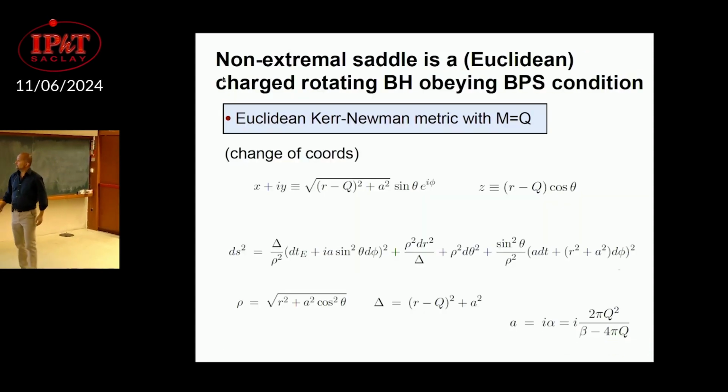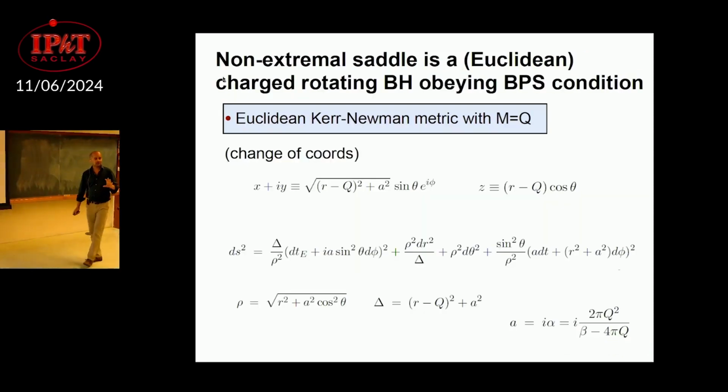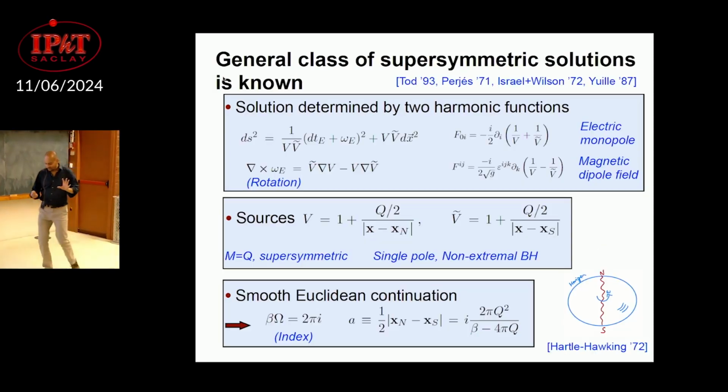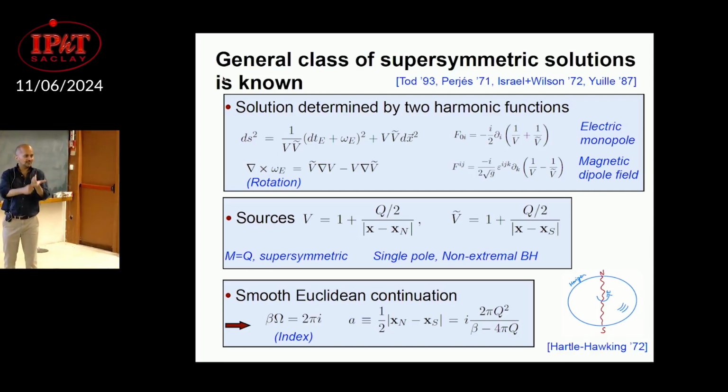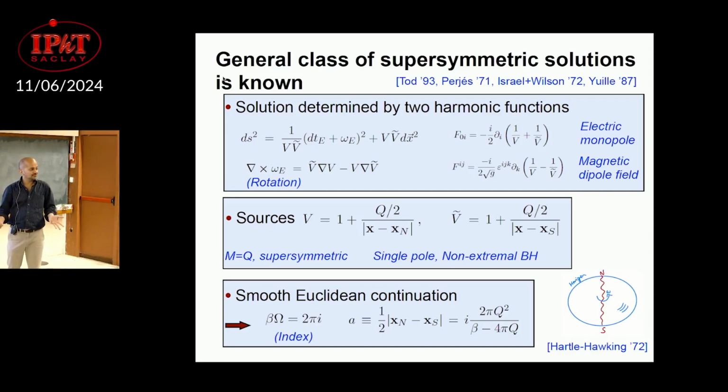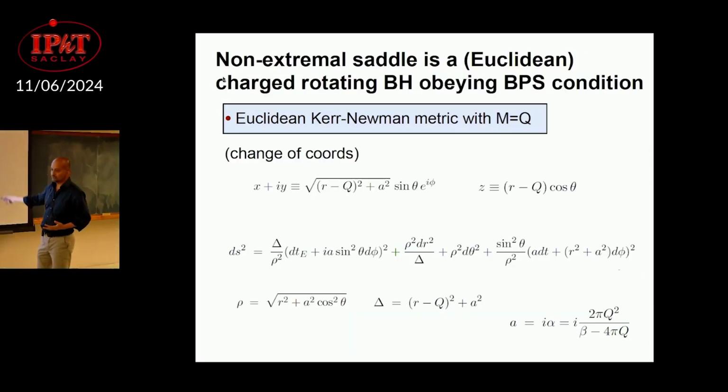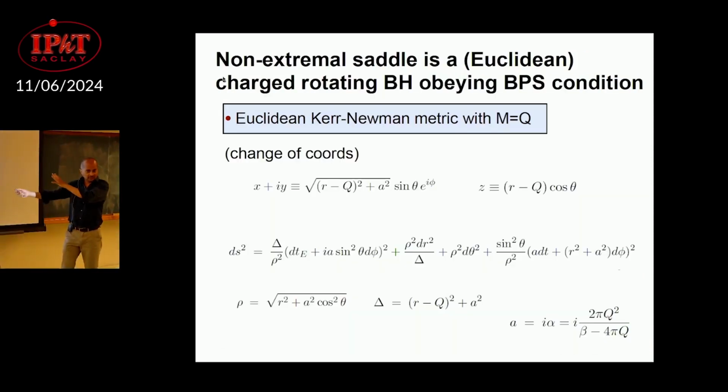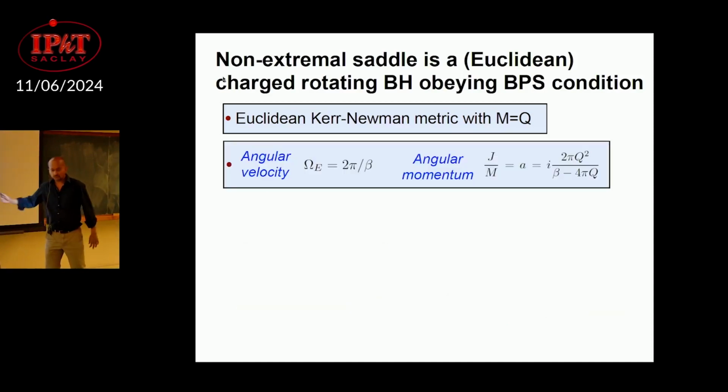Now, this solution, maybe not everybody has seen it in these coordinates, but I assure you everybody has seen it. After all, it's a black hole with mass, charge, and angular momentum in Einstein-Maxwell theory. It's the Kerr-Newman solution, written in different coordinates, and there's a coordinate change which will explicitly bring you to Kerr-Newman coordinates. I don't want to dwell on that.